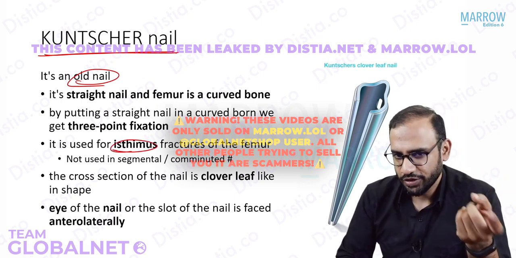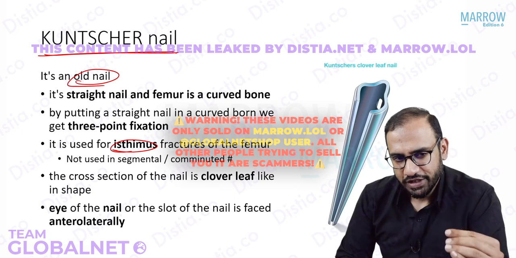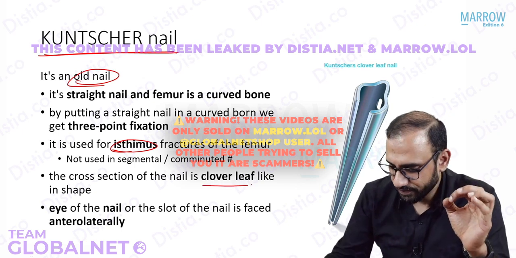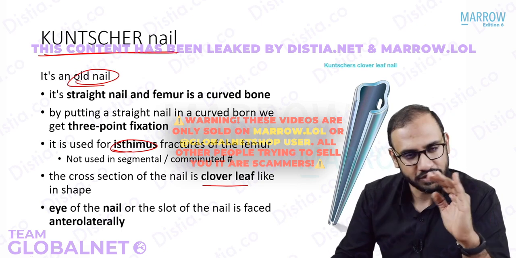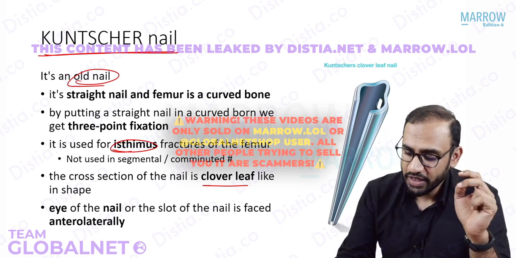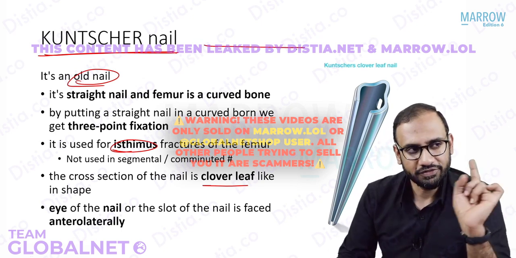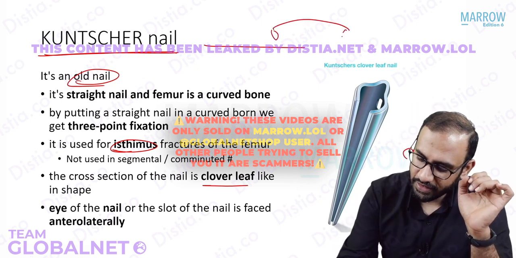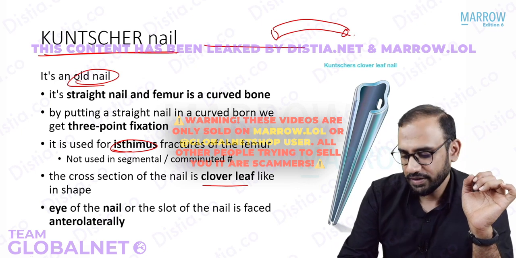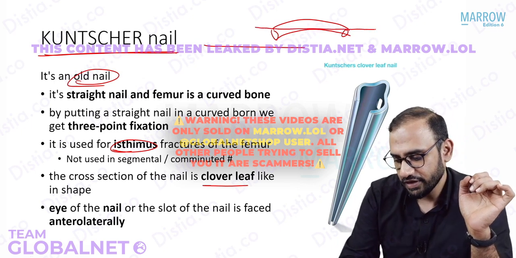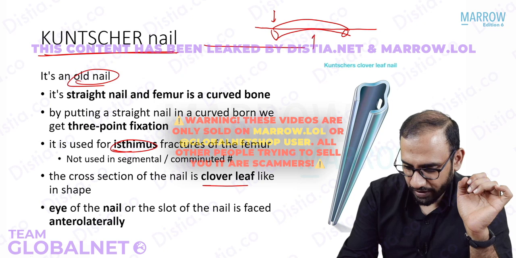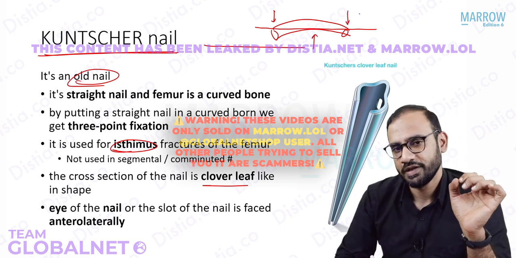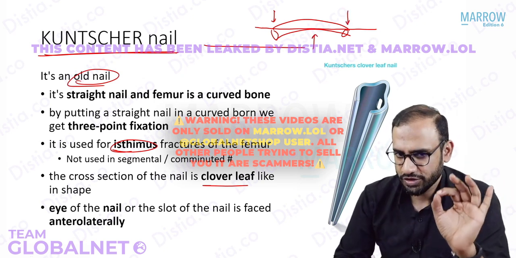Now, what are the points that you need to remember here? Number one, its cross section was in the shape of a clover leaf. Number two, it was a straight nail. If you recall, the femur anatomically is a curved bone. So you are putting a straight nail in a curved bone. What will happen? It will give you the classical 3-point fixation to stabilize the fracture.